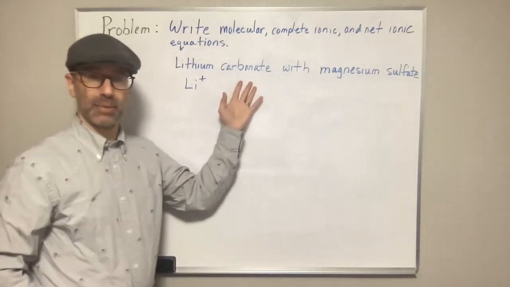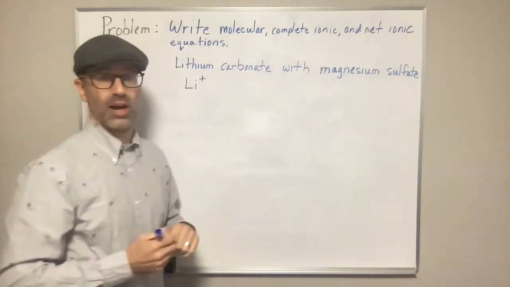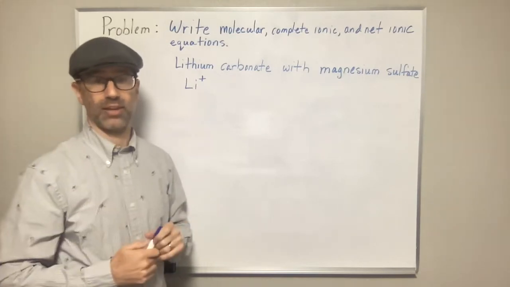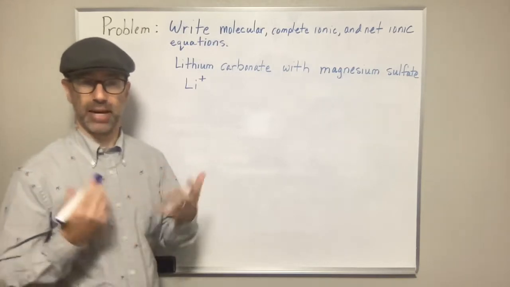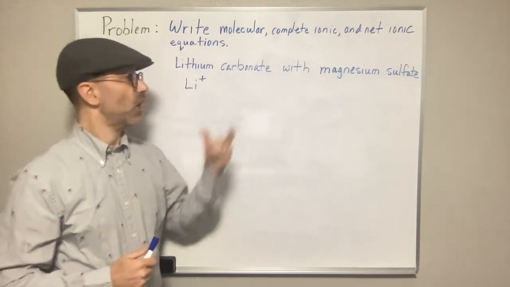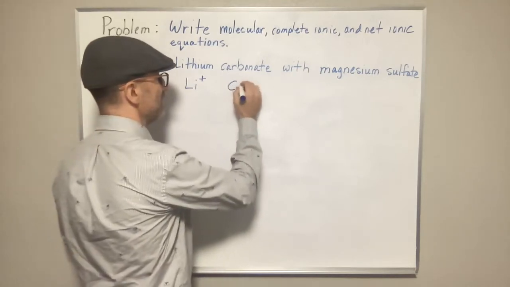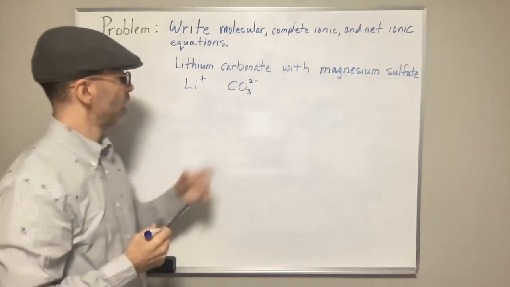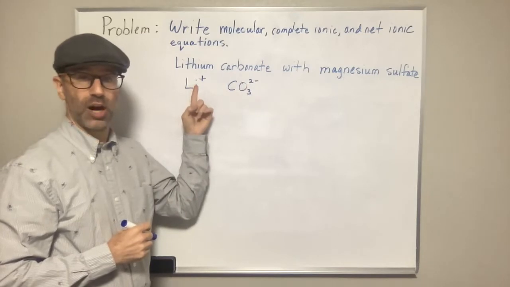Carbonate is a polyatomic ion. You have to know the polyatomic ions, so make sure you memorize those. I have a video on how to memorize them that shows you patterns of the polyatomic ions that might help you learn them quicker. But carbonate is one of those. Carbonate is CO3 with a 2 minus charge on it. So we know that this is a 2 minus, and this is a +1 charge.